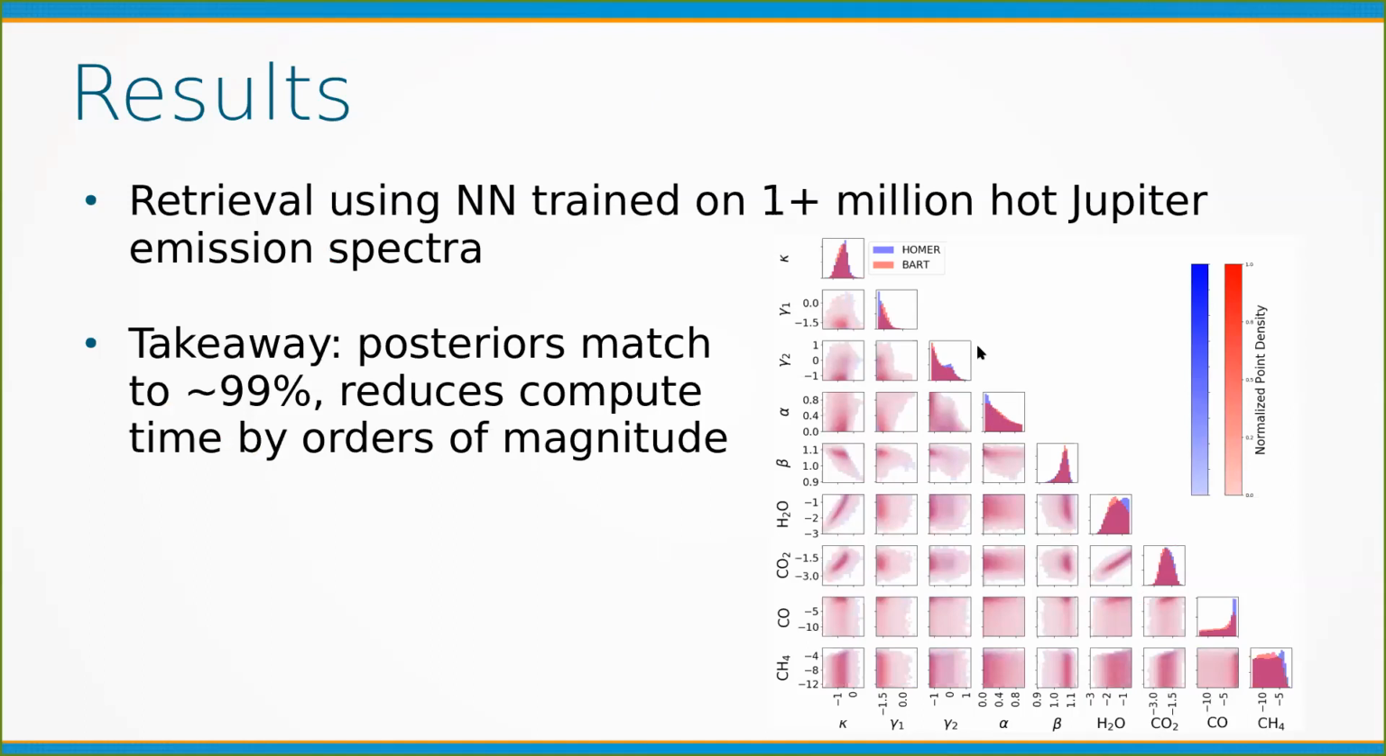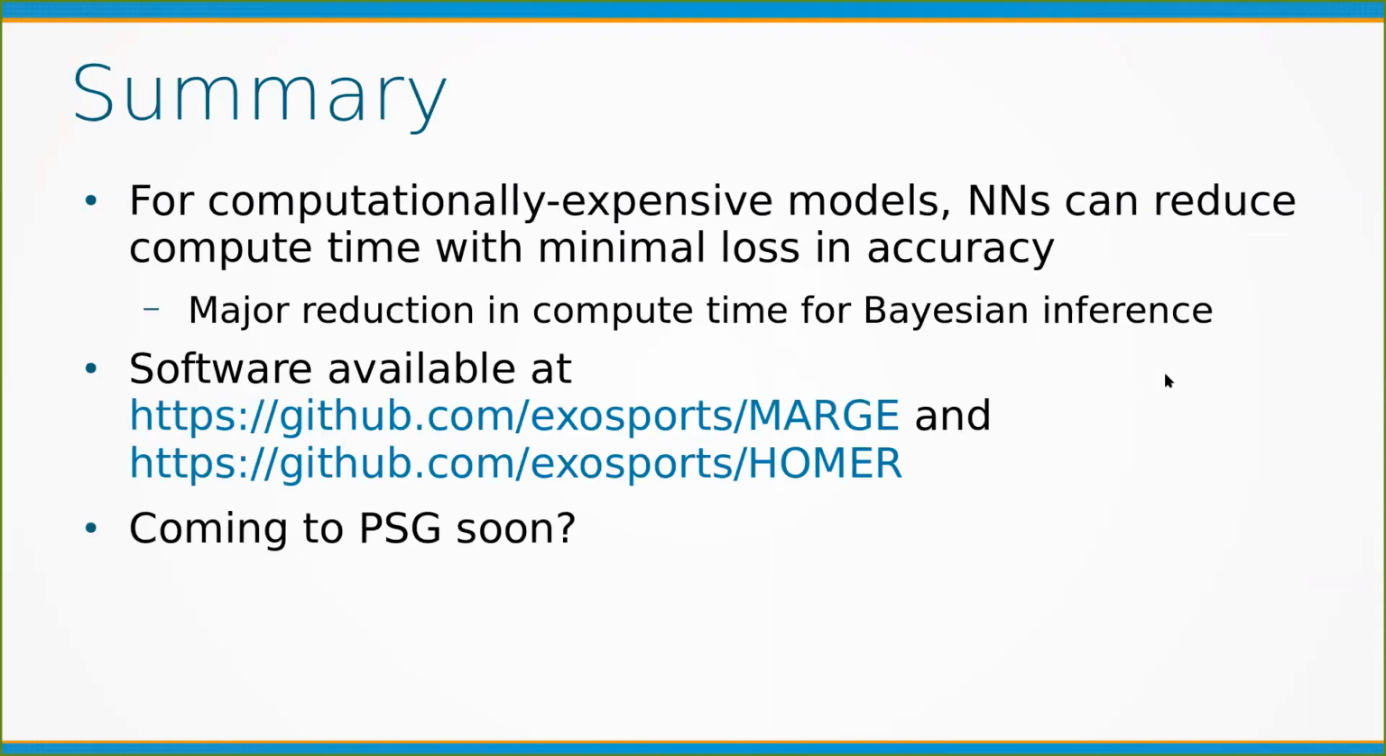And the neural network is able to get basically the same answer, but in orders of magnitude less compute time. So the traditional way took hundreds of hours. The neural network did it in about 15 minutes. And for most applications, this is the level of speed increase you can expect out of using machine learning within a Bayesian framework. So the summary to take away here: neural networks can really speed up your Bayesian inference by orders of magnitude.